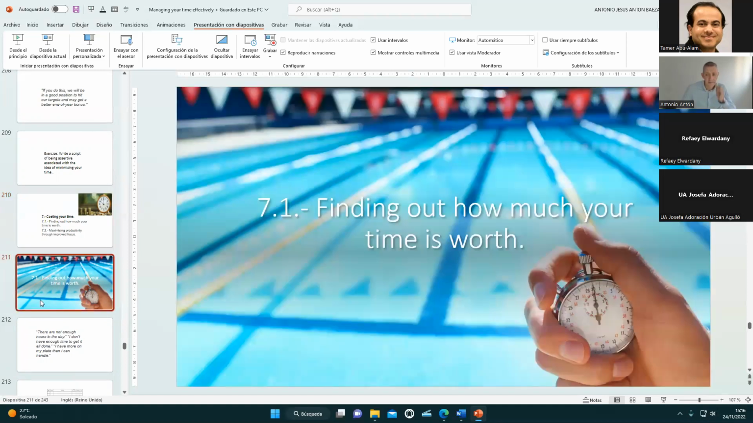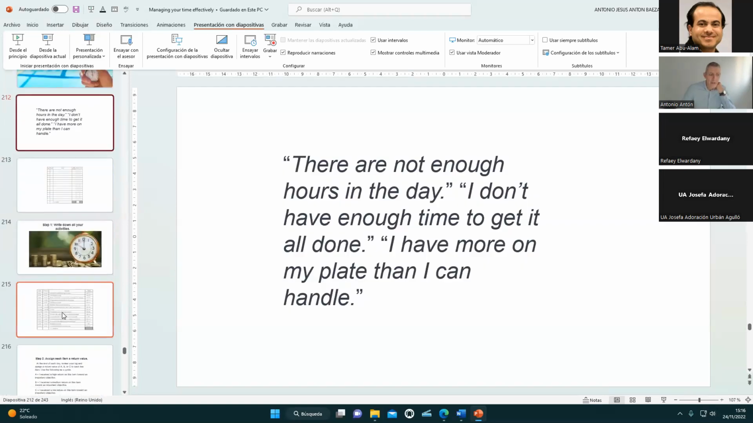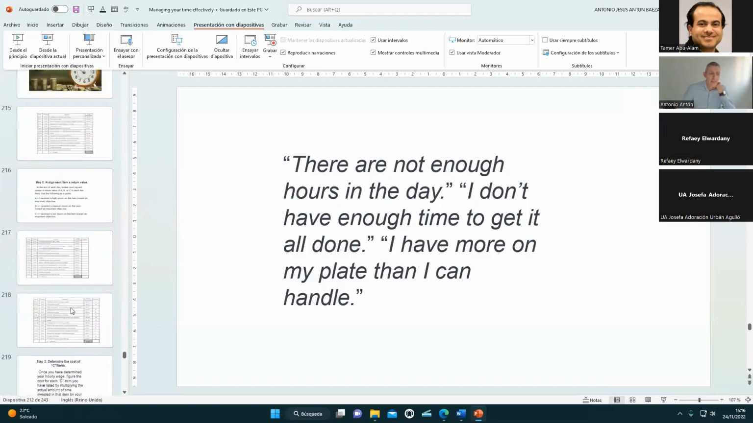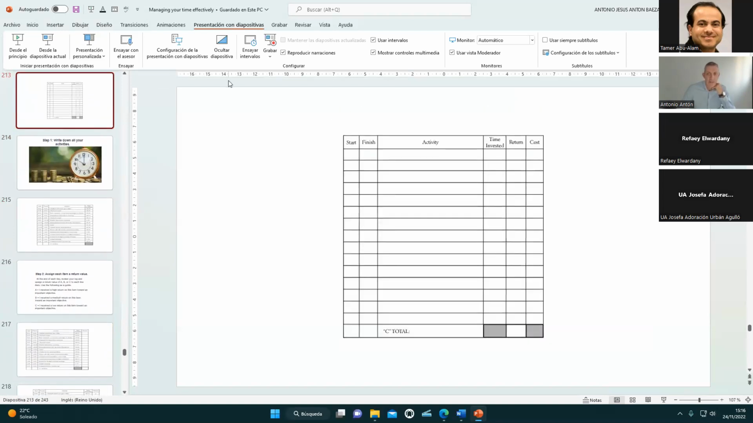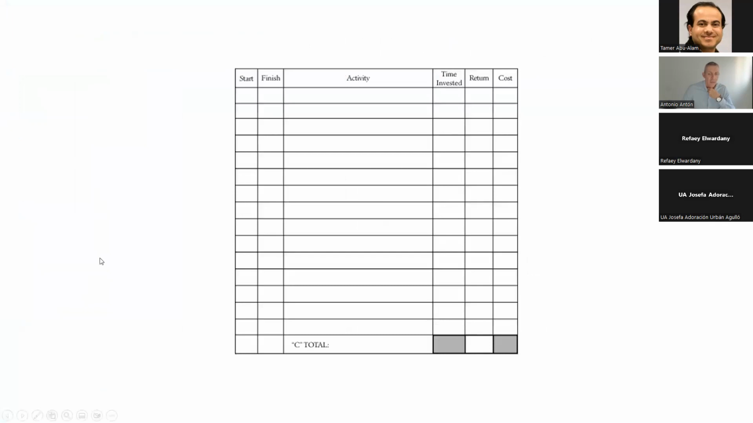And this is the first approach: is your time worth it or not? My approach in this final exercise is to make numbers. Sometimes you need to know that time involves money, and you need to know how much money is involved in this activity.